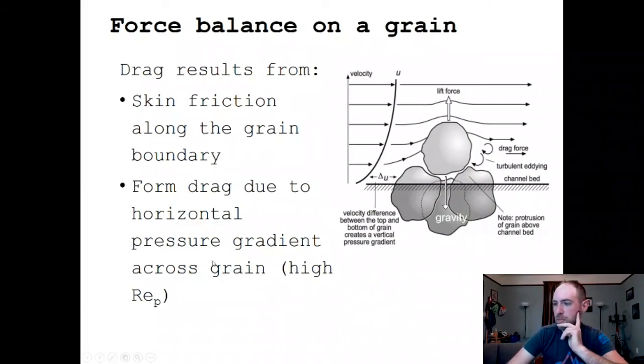and this is true in particular when we start thinking about turbulent flows, which are represented by what's called a high Reynolds particle number. That's just a descriptor of turbulent potential or turbulent energetics of a flow. Okay.